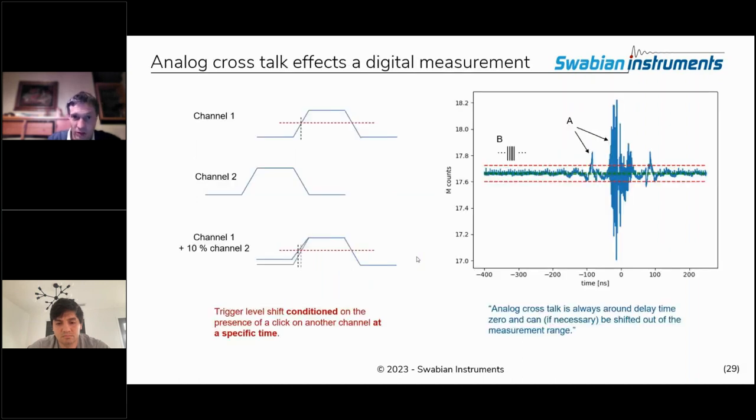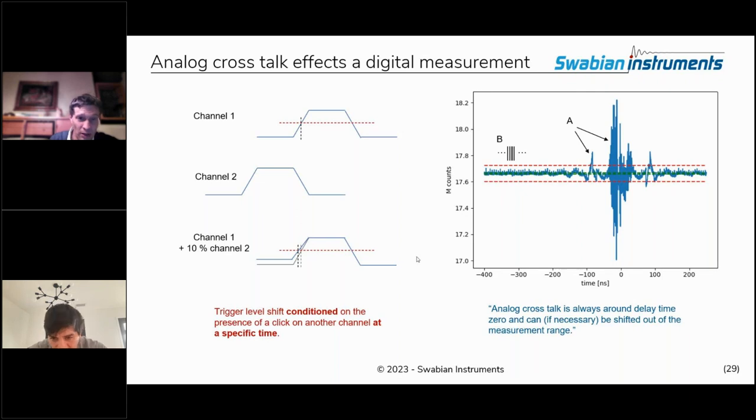So what is this crosstalk? How does that happen? I mean, it's a digital signal, so you detect events, right? And for sure, you have set your trigger level properly, so no events are lost. For sure, this is right. But what happens is that events are shifted in time in a conditional way.